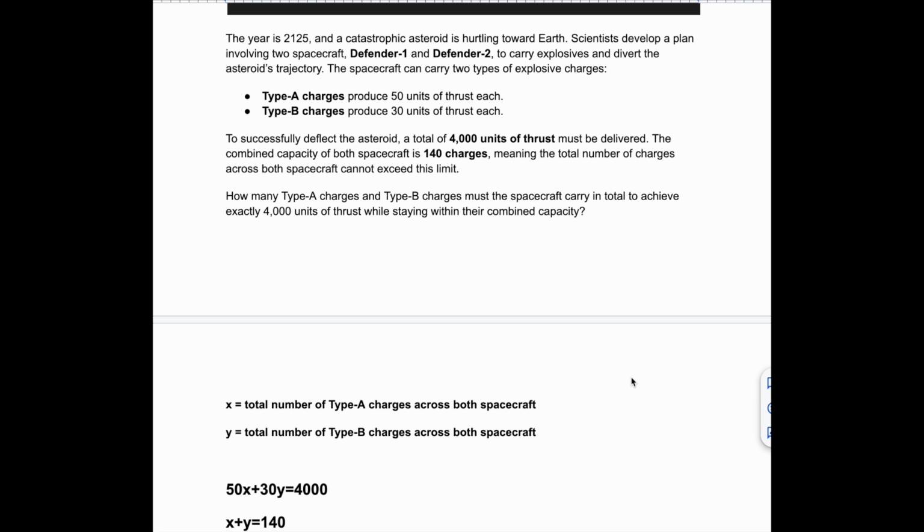Type A charges produce 50 units of thrust each. Type B charges produce 30 units of thrust each. To successfully deflect the asteroid, a total of 4,000 units of thrust must be delivered.